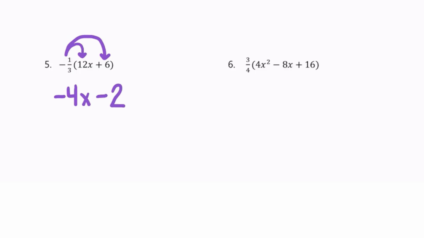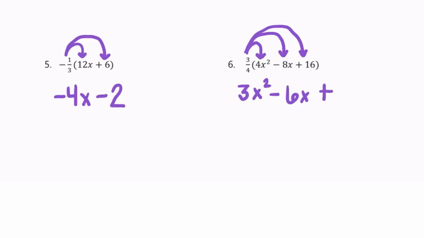And last but not least, we are doing number 6. We have to distribute 3/4. So 3/4 times 4 would just leave us with 3x squared. 3/4 times negative 8x is going to leave us with negative 6x. And 3/4 times positive 16 is going to leave us with positive 12.